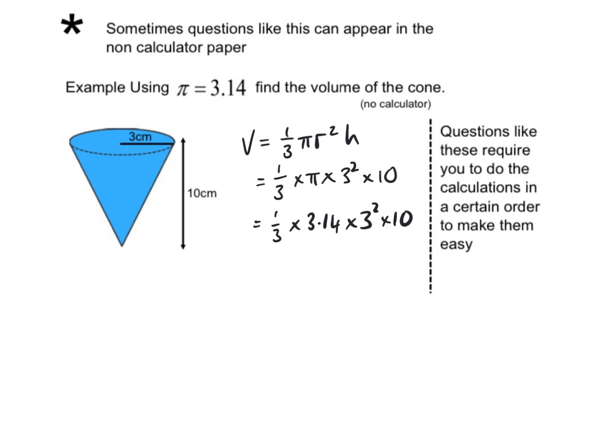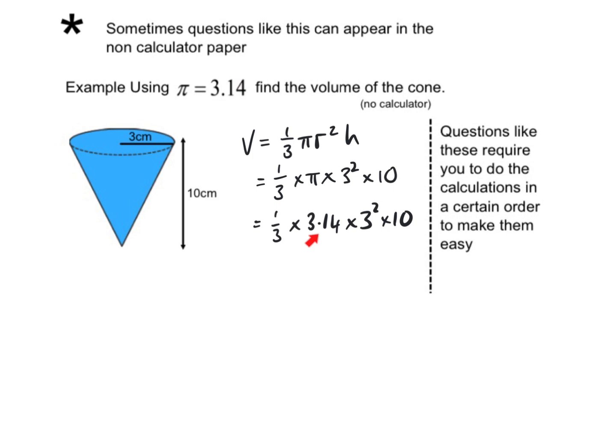The next thing is, these questions require you to do the calculations in a certain order. Now, you can do them in any order, however, there's a way of doing these which makes it easier. So, to start off with, this third here, which of these numbers would be easiest to find a third of? Now, a third of 10 is going to leave you with decimals.